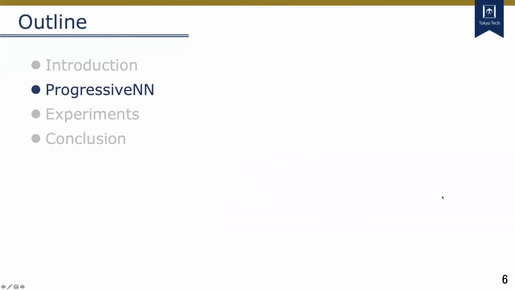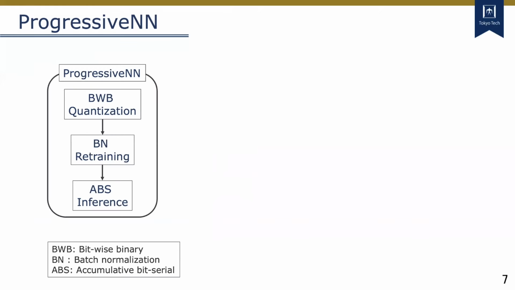Next, I will explain the proposed method, ProgressiveNN. ProgressiveNN is a scalable inference method and consists of 3 parts: bitwise binary quantization, batch normalization retraining, and accumulative bit serial inference. Hereafter, these are called BWB quantization, BN retraining, and ABS inference.